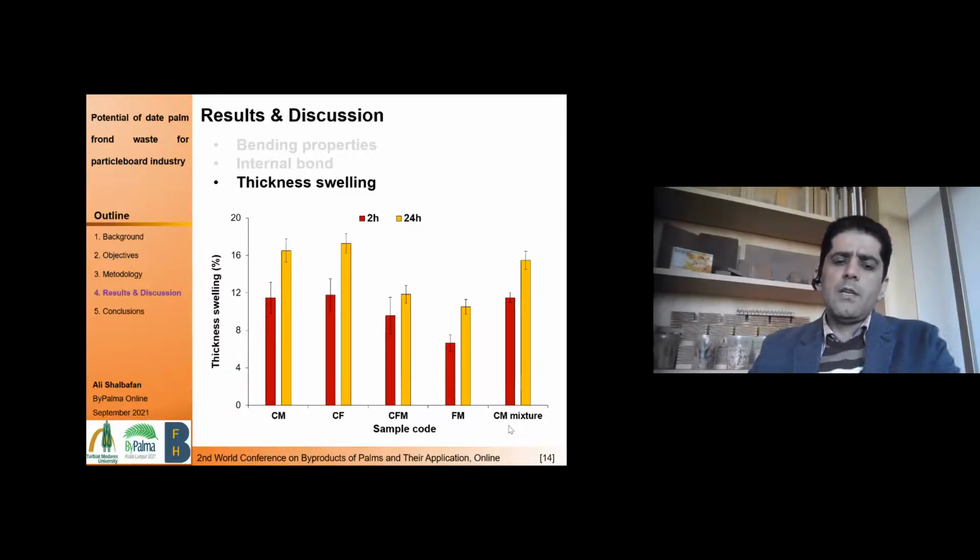The thickness swellings after 2 and 24 hours of water soaking are also presented here. Although the lowest thickness swelling was observed in panels with the flaker hammer mill method, the other panels also showed acceptable thickness swellings, which is needed for interior applications, compared to literature values.